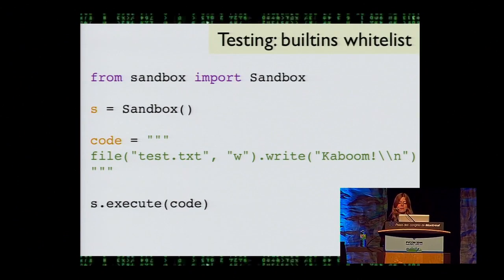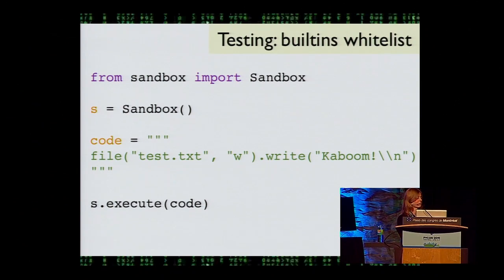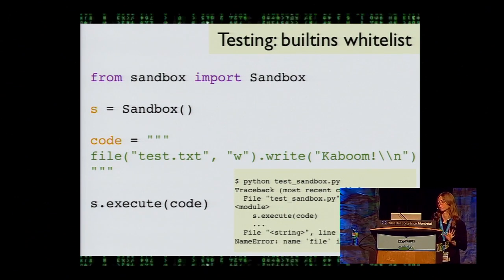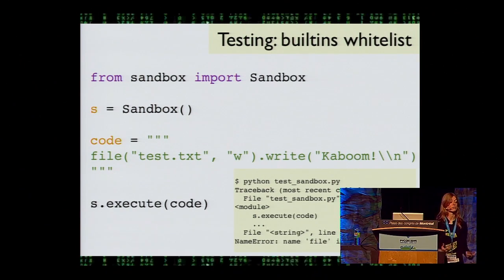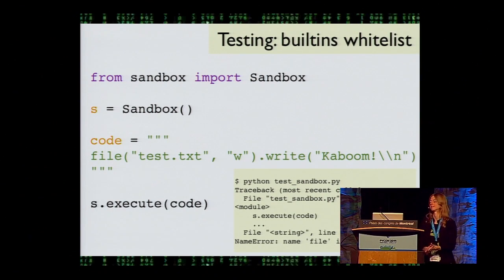Let's try that. So we've removed file. File was not in the built-ins whitelist. And if we try to execute our sample code, this in fact fails. So file is literally not defined. File is not a concept in the namespace anymore. Sweet. OK, so built-ins whitelist. OK, so I can't use file anymore. What else can I do to write to the file system?